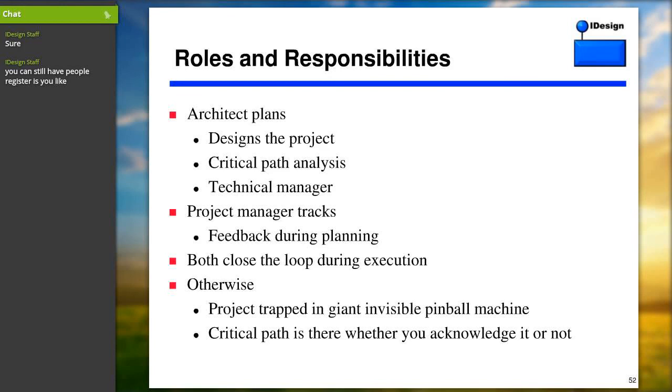I like to say that the critical path is there, whether you acknowledge it or not. If you're doing multiple things in your project right now, and the dependency is there, you have a critical path. It doesn't really care if you plan against it or not. It's just there.